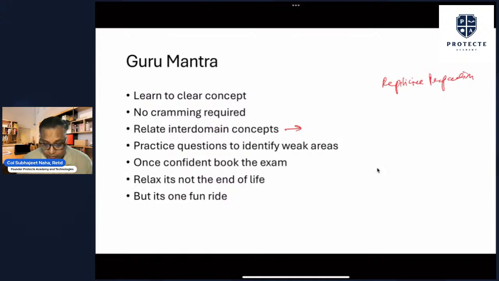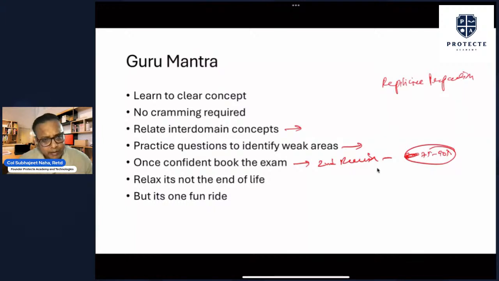Now, once you practice questions, this is only to identify your weak areas. Once you attempt the questions and you go wrong in a particular question, you only try to find out that this is your weakness and nothing else. Once you're confident, generally after second revision, you can book the exam. If you're consistently scoring between 75 to 90% in all those practice tests, you can book the exam. And it's not the end of life, guys.